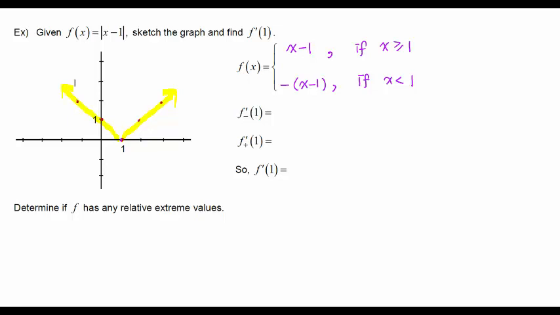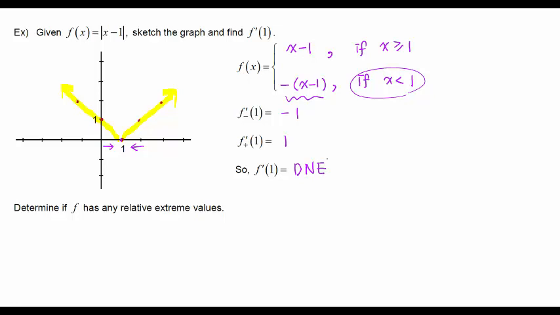So what is the f prime of 1 from the left? As x approaches 1 from the left, the slope of this function, or you can take the derivative of negative x plus 1 for x less than 1. That's the left derivative. The derivative of negative x plus 1 is negative 1. And what's f prime of 1 from the right? From the right, we use the top function, y equals x minus 1. When you take the derivative of that, I get positive 1. So since the left derivative is not equal to the right derivative, f prime of 1 does not exist.